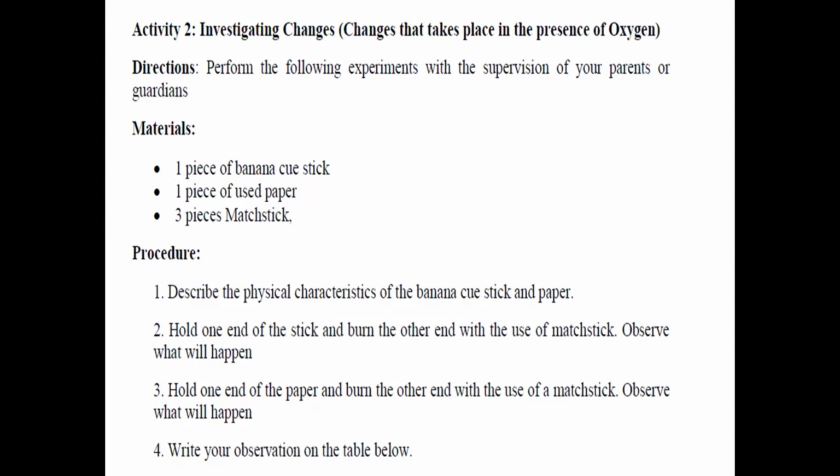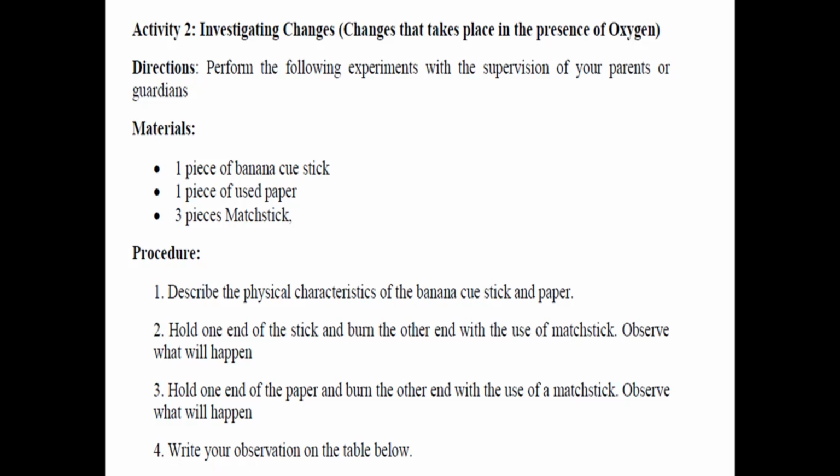So these are the materials that you're going to need. You need one piece of banana glue stick, 1 piece of used paper, and 3 pieces of matchstick. Banana glue stick, kung wala kayong banana glue stick, kahit yung ginamit ninyo sa fishball, pwede na yon. And then, used paper, kahit anong klaseng papel, pwede. And then, 3 pirasong palito.